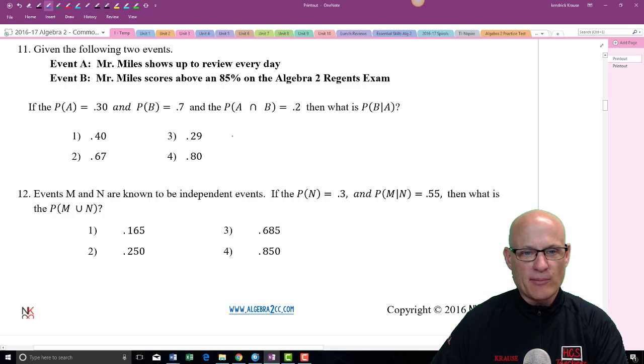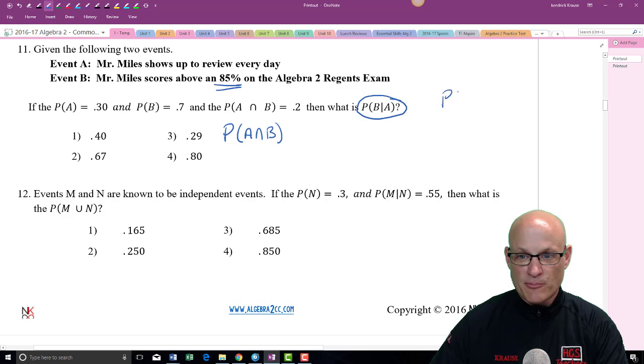Oh, this is almost the same question. A is Miles shows up every day. B is Miles gets an 85 or above on the Algebra 2 Regents Exam. So I didn't say they're independent. I didn't ask for an and. So we got to go back to that same formula. Probability of A and B. Now I want the probability of B given A.